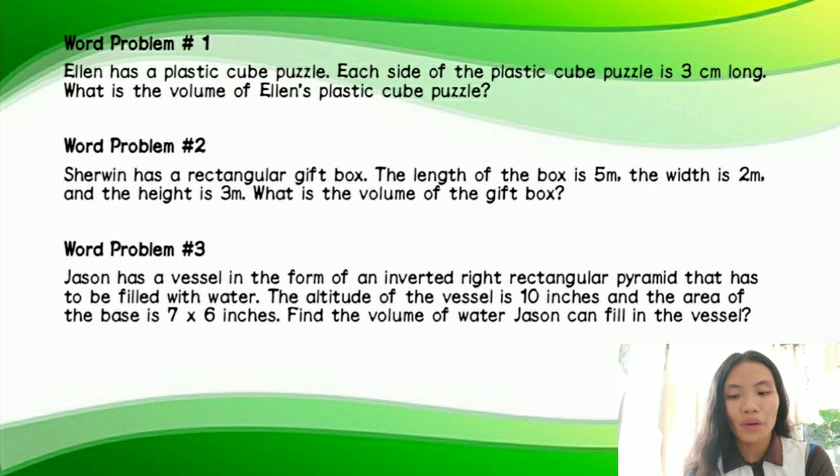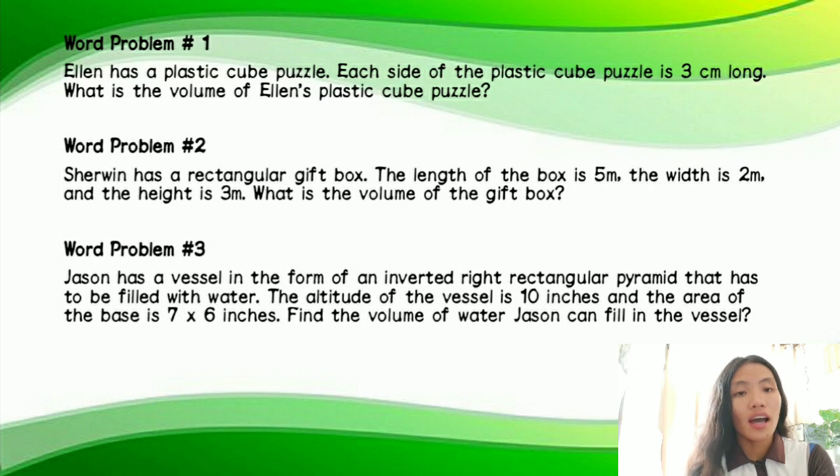Word problem number 3: Jason has a vessel in the form of an inverted right rectangular pyramid that has to be filled with water. The altitude of the vessel is 10 inches and the area of the base is 7 by 6. Find the volume of the water Jason can fill in the vessel.